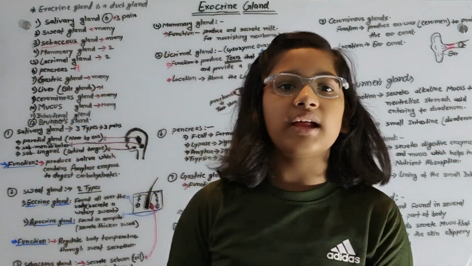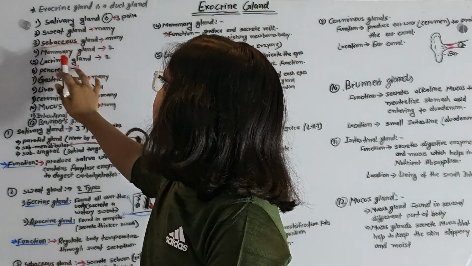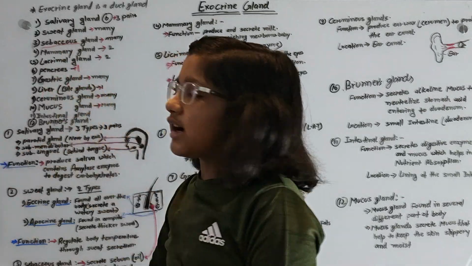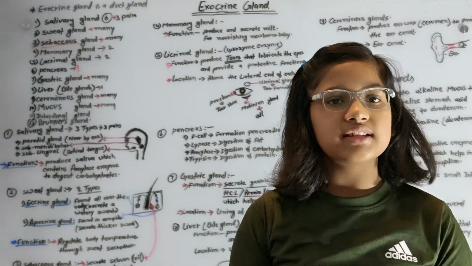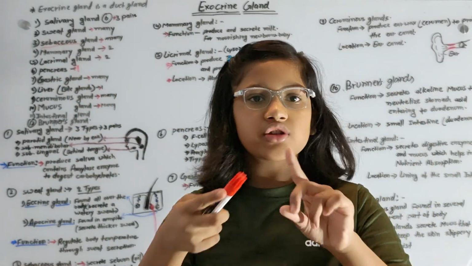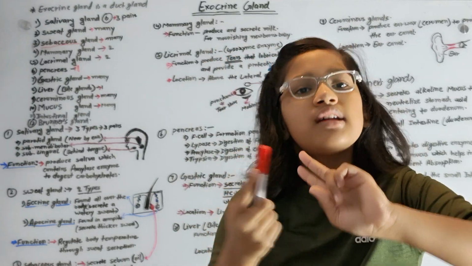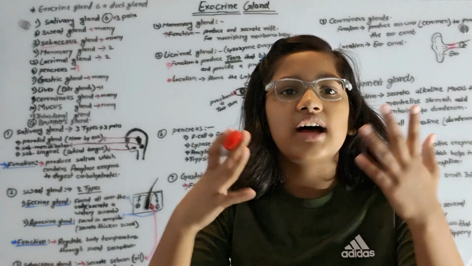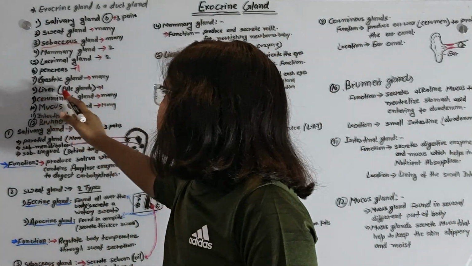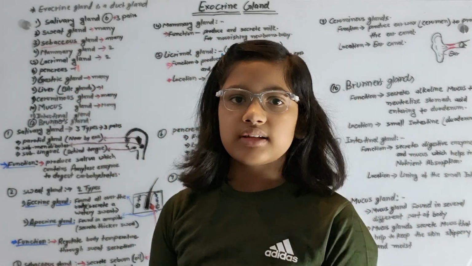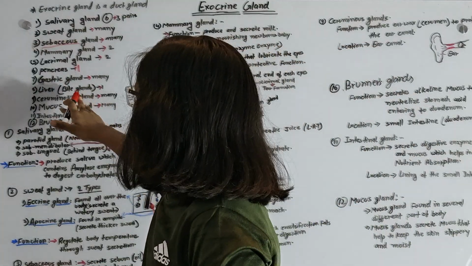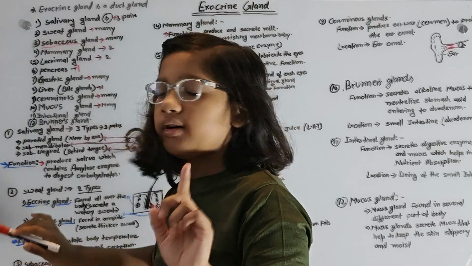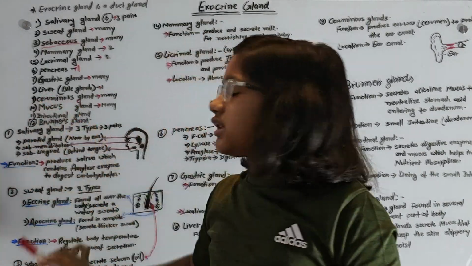Mammary gland. Mammary glands are two. Lacrimal gland. Lacrimal glands are also two. Pancreas. Pancreas is one. Pancreas is a mixed gland because it does the function of endocrine also and exocrine also. Now gastric gland. Gastric glands are many. Liver secretes bile. It has bile glands which are one. Liver is one. Now ceruminous gland.